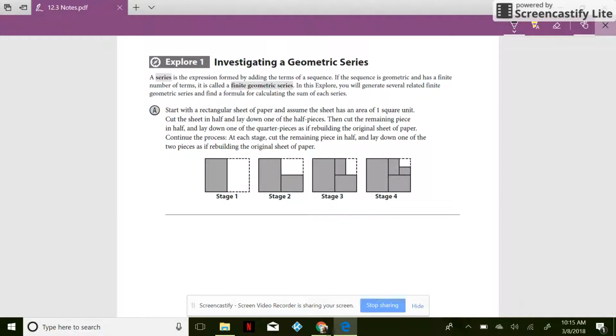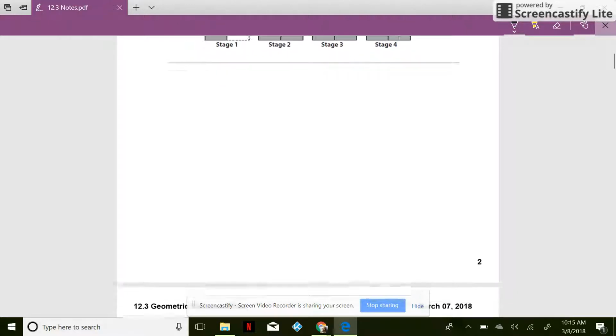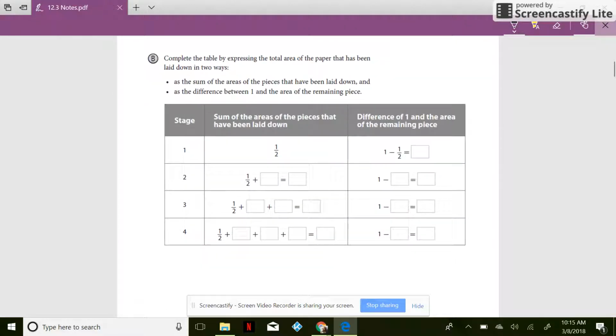So let's work with our Explore here. We're going to start with a rectangular sheet of paper and assume the sheet has an area of 1 square unit. Let's say you cut the sheet in half and lay down one of the half pieces. Then cut the remaining piece in half and lay down one of the quarter pieces as if rebuilding the original sheet of paper. Continue the process: at each stage, cut the remaining piece in half and lay down one of the two pieces as if rebuilding the original sheet of paper.